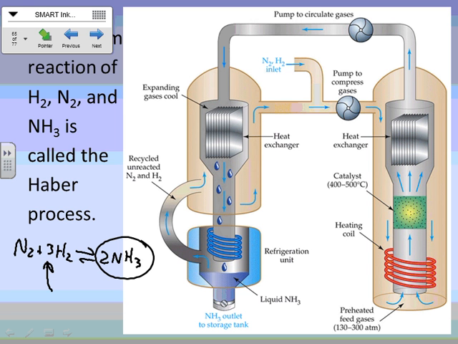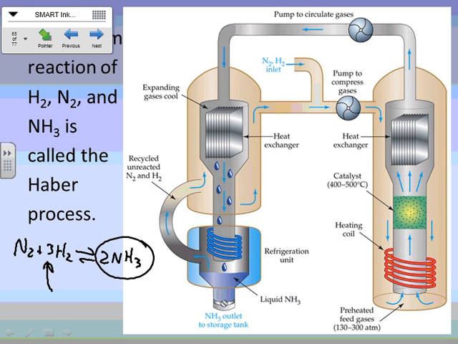Now, if you let the NH3 just sit there, then this thing reaches equilibrium, and there's not very much NH3 that gets produced. But if you keep pulling out the NH3, that disturbs the equilibrium, and then the N2 and the H2 make more of the NH3. Okay, and that's how you can get a better yield of ammonia as you're going through this process.